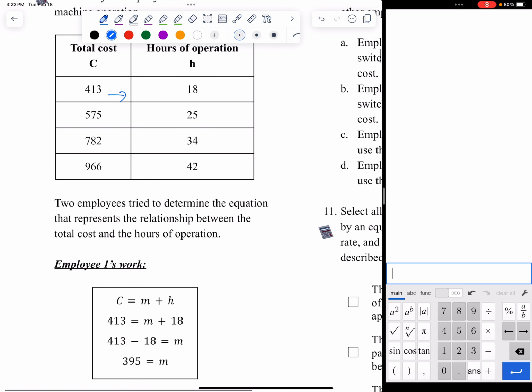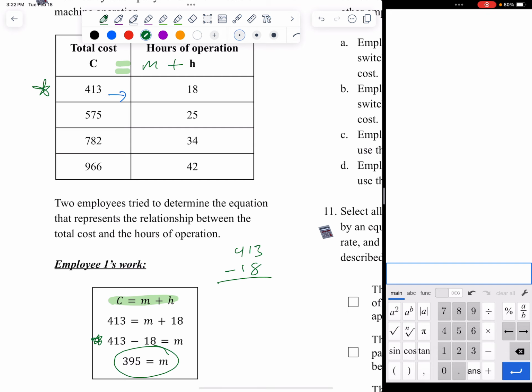Employee 1 said that the cost equals the M plus H. So what did the employee do? How did the employee find the M? Well, the employee started with this one. The employee said, I'm going to take the 413 and then I'm going to subtract the 18. Does that make sense, what employee 1 is doing? I mean, it does, right? So 413 minus 18, and that gave them 395.